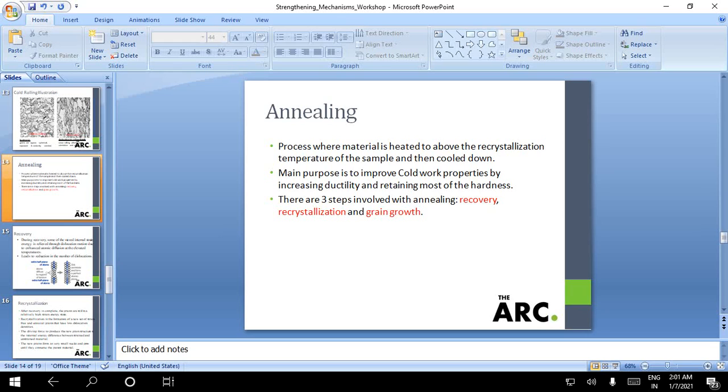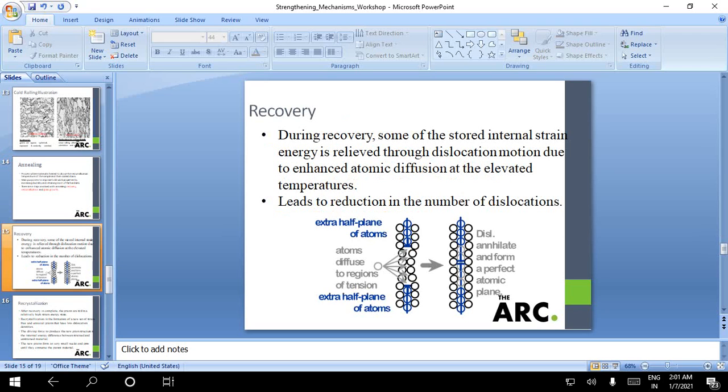I told you that in annealing, three different steps are involved, right? That is recovery, recrystallization, and grain growth. In the recovery, when you supply heat above the recrystallization temperature, the plane of atoms is going to relieve its internal strain. The strain energy is relieved through dislocation motion due to the enhanced atomic diffusion at the elevated temperature, and the atoms are arranged in the proper manner, which leads to a reduction in the number of dislocations.